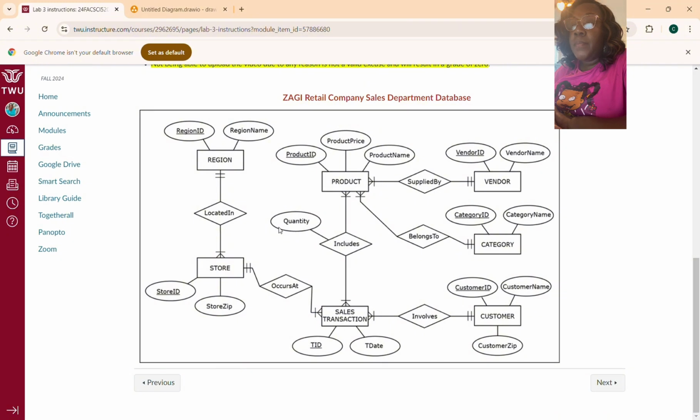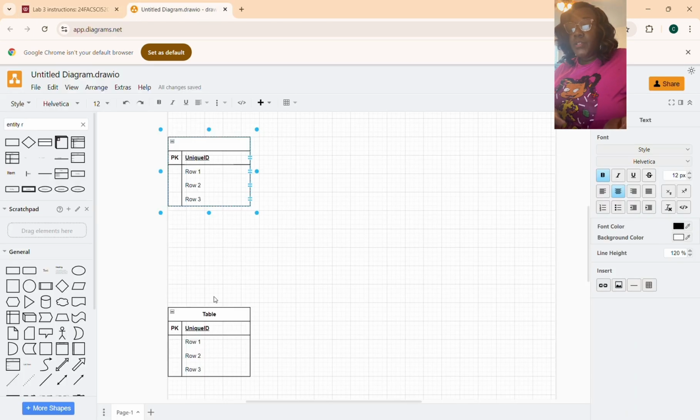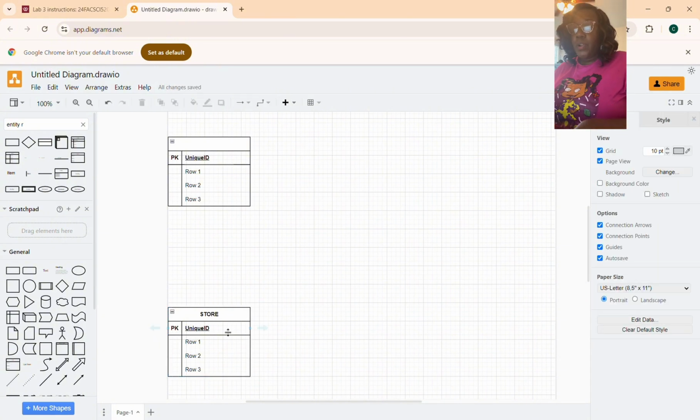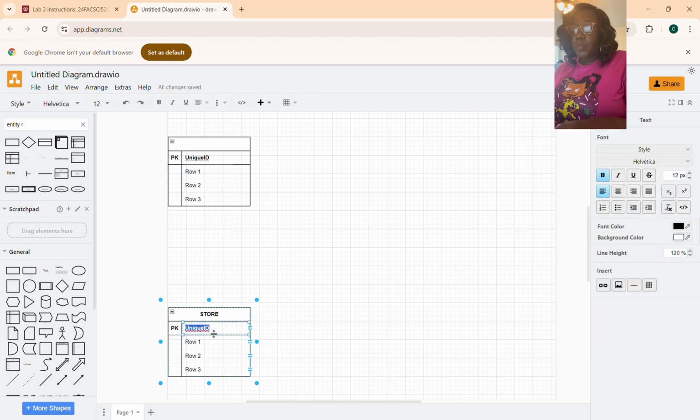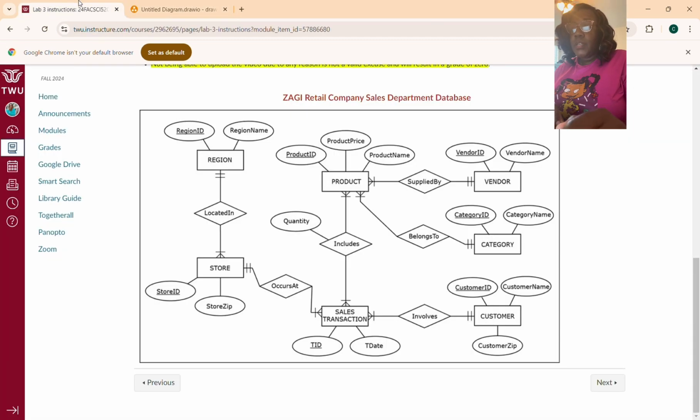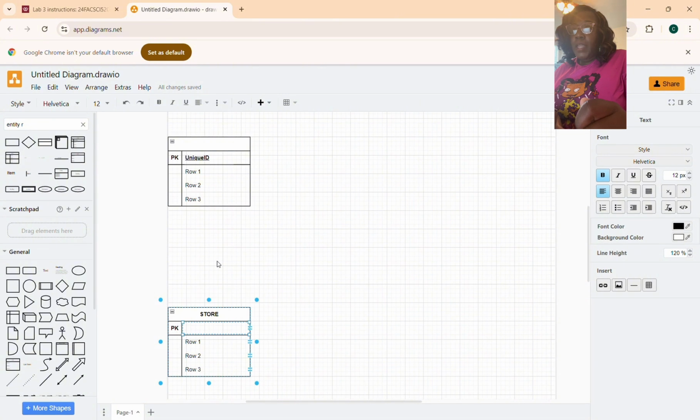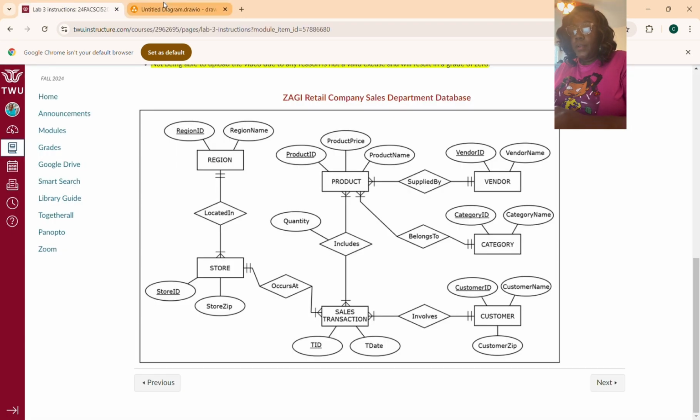So we are going to name this one store, and we're going to put the name of the table, the entity, in big bold letters. And then under here, the PK stands for primary key. So our primary key will be store ID. We are going to put that one first, and we don't have to put that one all in capital letters. So that one's going to be store ID. Then we look back over here. Our next one is going to be store zip. So we are going to put store zip here, and then that one is done for now.